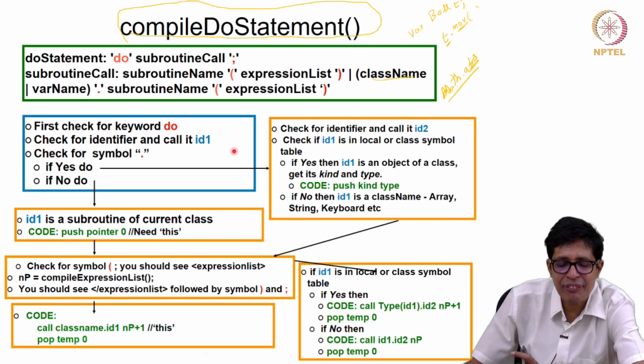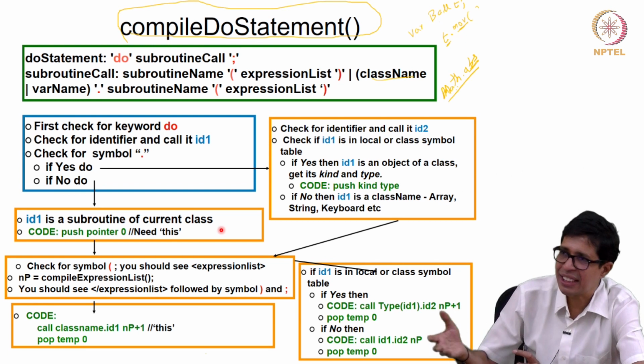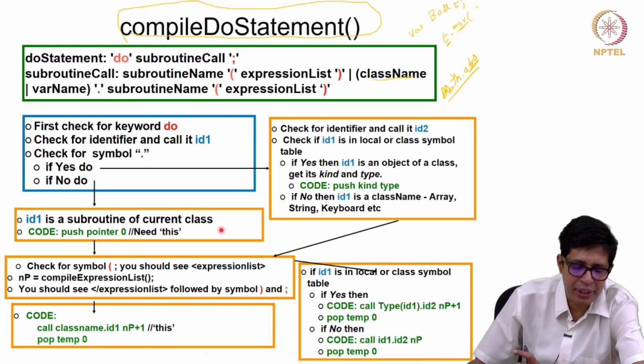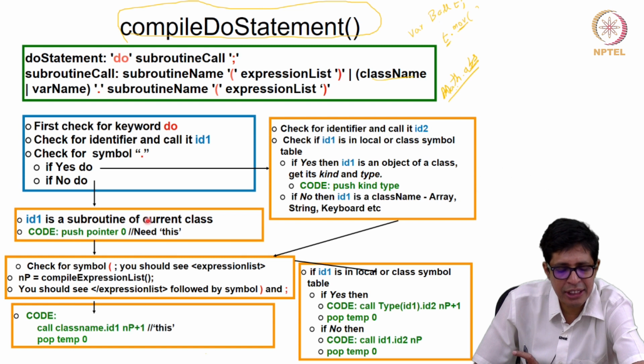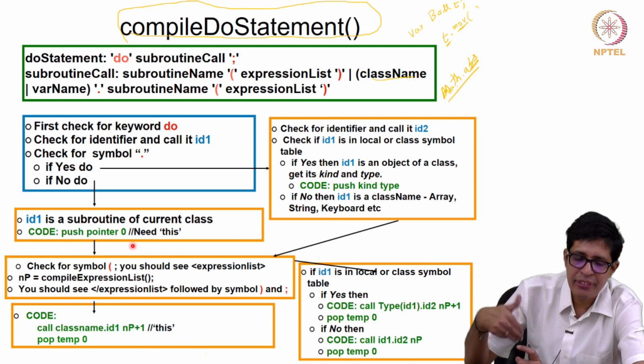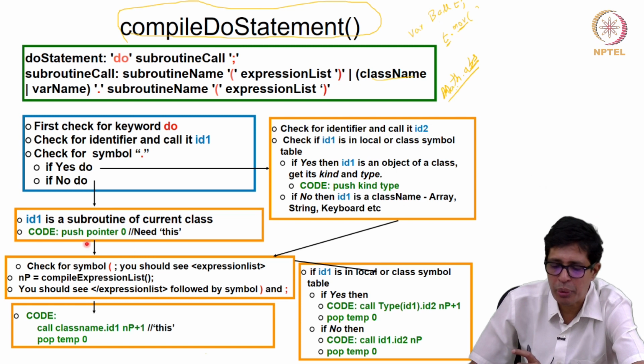So, after you check for the ID1, if your next symbol is dot, then you need to do some action. If no, then you do these 3 steps. ID1 is a subroutine of the current class itself. So when you are executing, first I have to do push pointer 0 because I need this, because it will use the same class. So I say push pointer 0, then I check for the symbol opening parenthesis, then I should see expression list, then I do np equal to compile expression list.